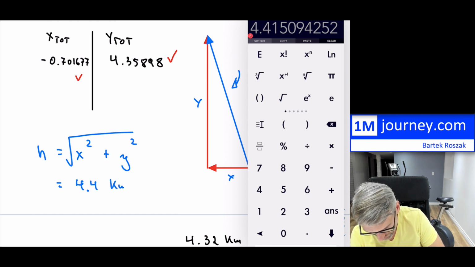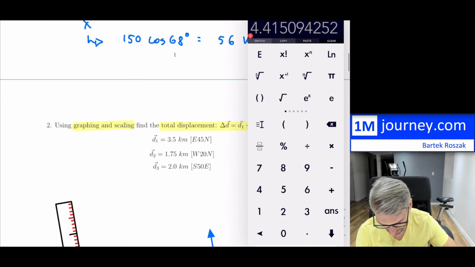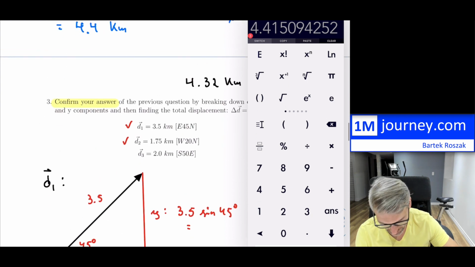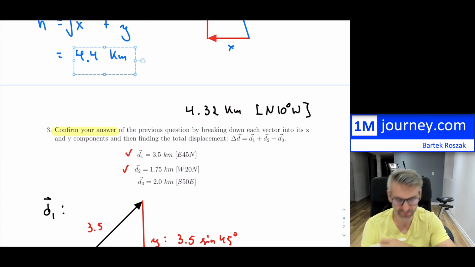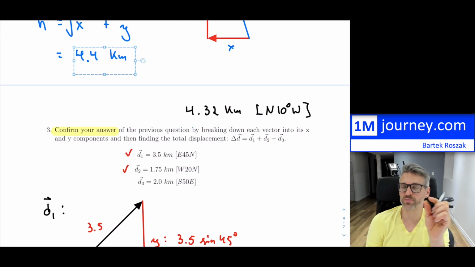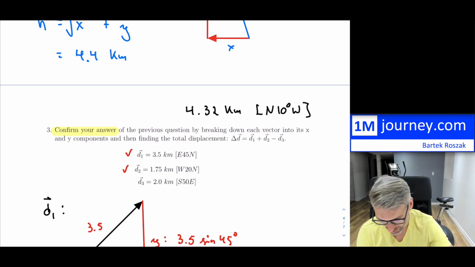And remember, this was in kilometers, right? Now, what did we get when we were drawing this out? We got 4.32. So this is what we got. Notice how close that is. Of course, because of the scaling, you're bound to make some error; you would have to be super accurate and zoom in. But this is really, really close to the algebraic technique that we've just used.